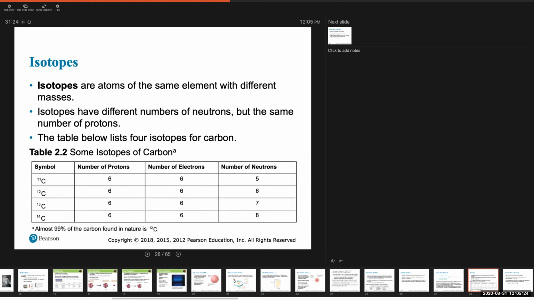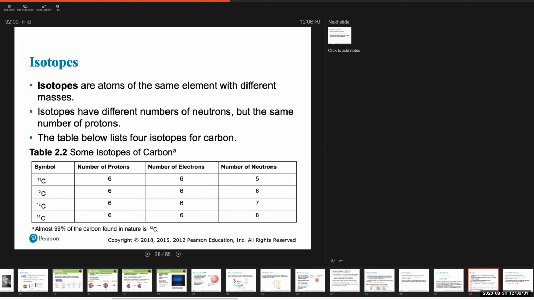So one thing you'll learn about chemistry is it's never that simple. There's always something else you've got to think about. Atoms of the same element can have different masses, and we call that isotopes. Let's look down at the table here for a moment. Here we're focusing on carbon, and we notice there are 4 different isotopes for carbon: 11, 12, 13, and 14. 12 is the most common, roughly 99% of carbon.